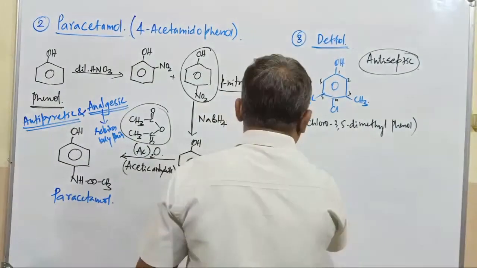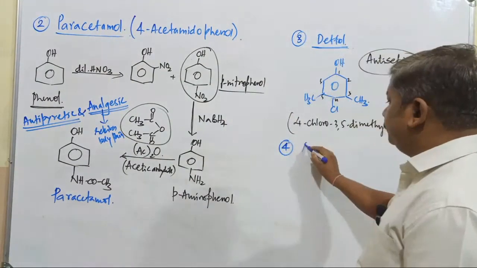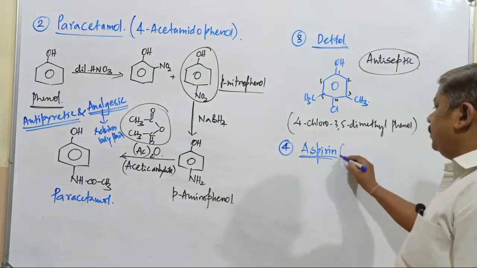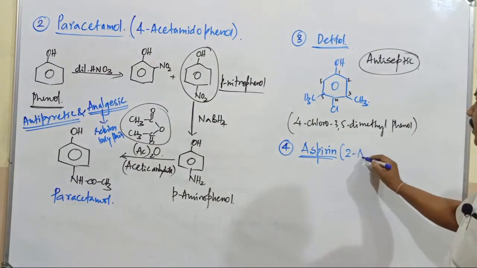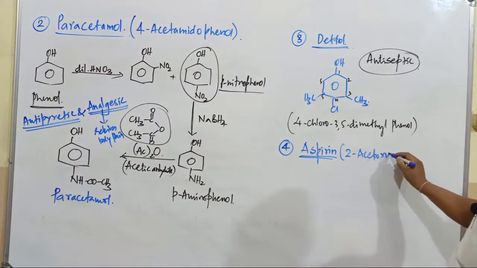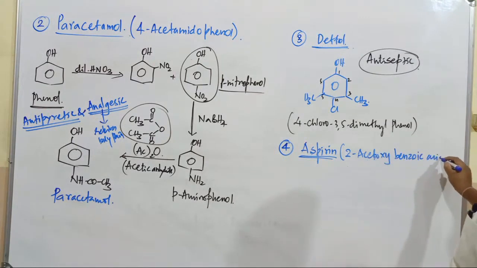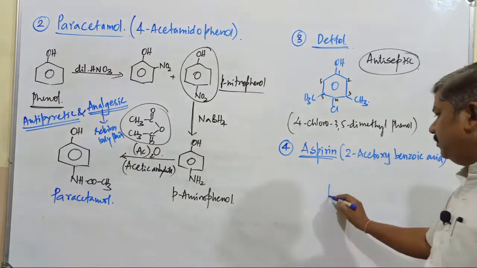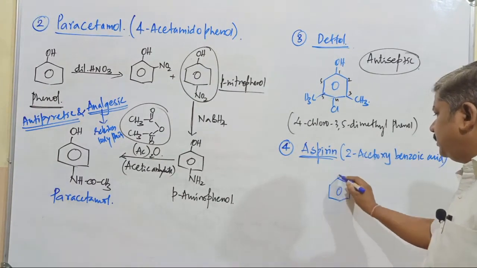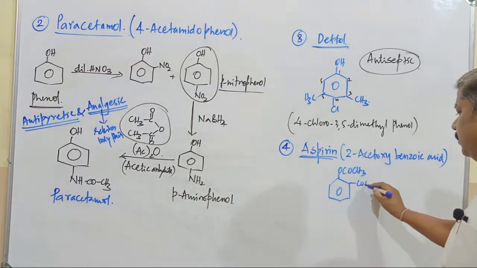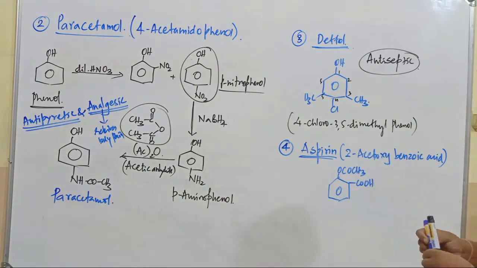The fourth one is commonly known as aspirin. Aspirin is 2-acetoxybenzoic acid. 2-acetoxybenzoic acid is known as the aspirin compound. Here this is OCOCH3 and this is COOH. Now this compound is called aspirin.